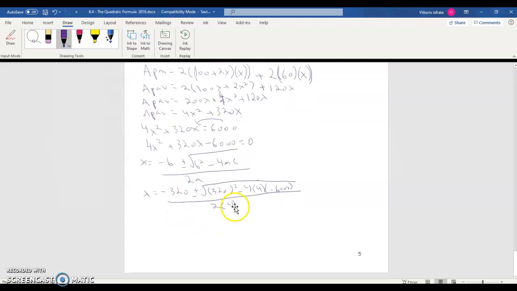And then we can clean this up a little bit, so let's clean that up and we get x is equal to negative 320 plus or minus, let's go see what all this equals to, 320 squared. I'm just doing everything in the brackets right now in my calculator, minus 4 times 4 times negative 6,000. So I get the square root of 198,400 over 8.